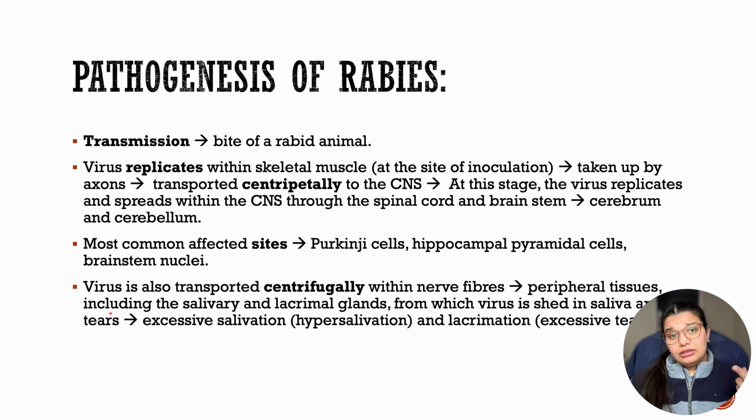And then the other method is that it spreads centrifugally. What centrifugally means is that it moves away from the center, going towards the body. So how it does it: the virus moves within the nerve fibers towards the peripheral tissues. First it was moving towards the central nervous system, now it's moving to the peripheral tissues, including the salivary glands and the lacrimal glands, from which the virus is then shed within the saliva and the tears.